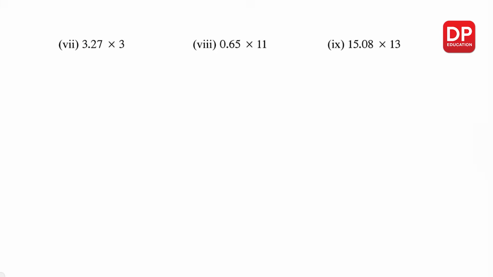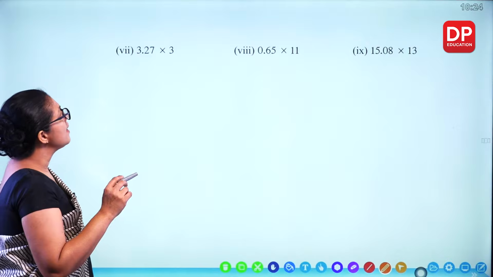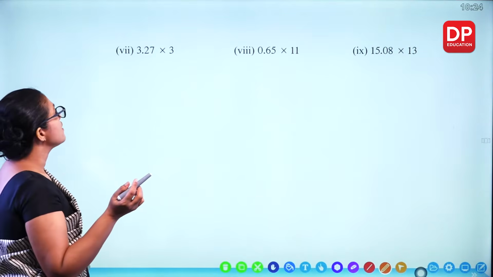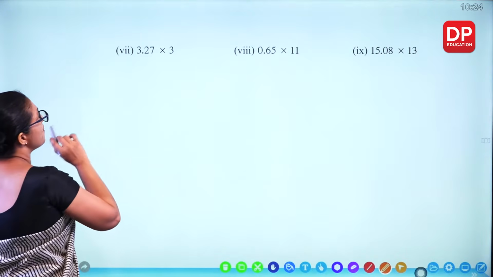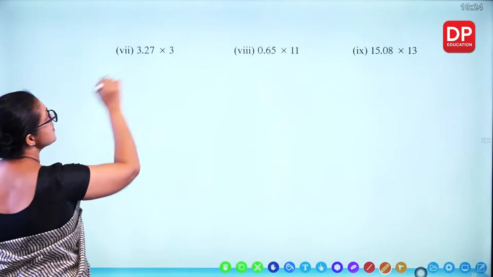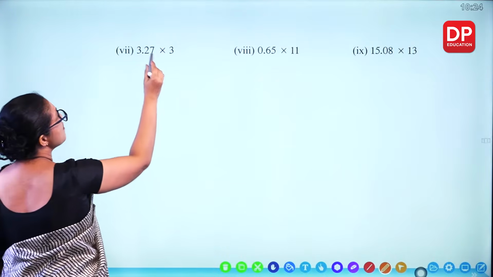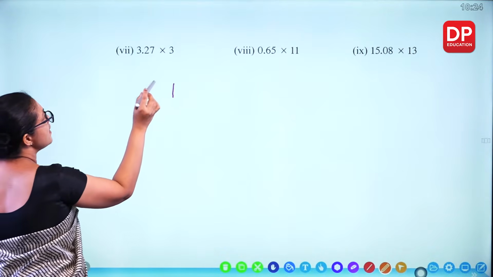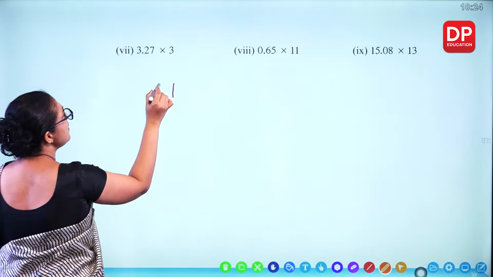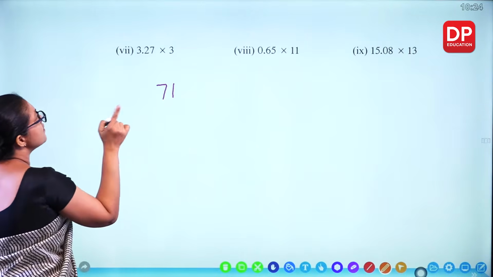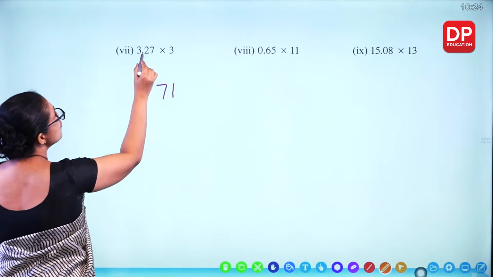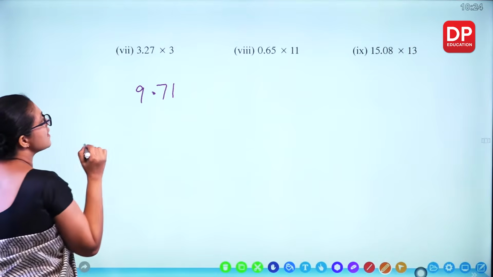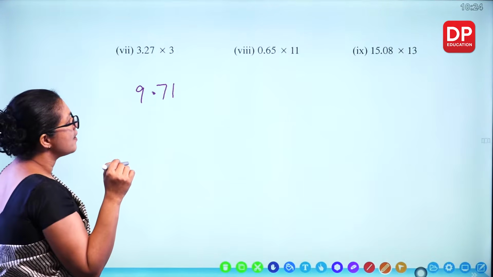Multiply by 3. What's the method? Easiest way? Just ignore decimals and multiply the number and then keep 2 places to this answer. 3 times 7, 21, 2 remaining. 3 times 2, 6 plus 1, 7. 3 times 3, 9. Now 2 places you have to keep, so that's 9.71.